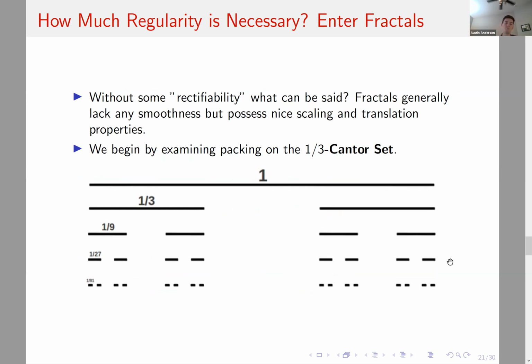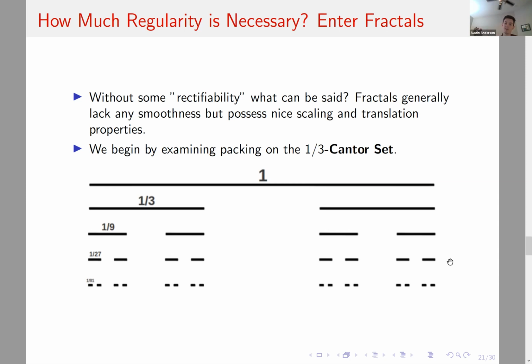So a typical class of very non-smooth sets that's often considered in analysis, of course, is the fractals. So what we'll do is we'll begin, and this was the approach taken by past researchers when thinking about the sharpness of these results, is we'll examine packing on the 1/3 Cantor set.